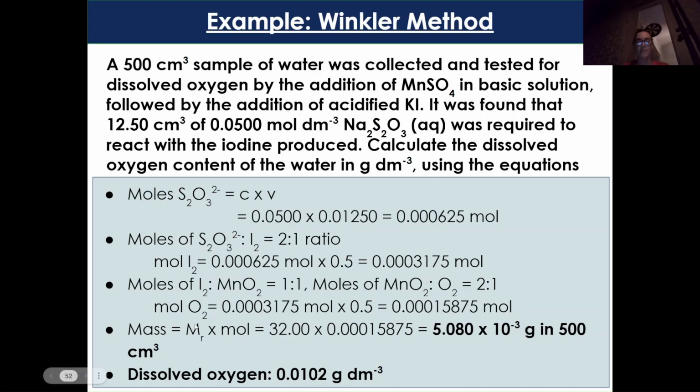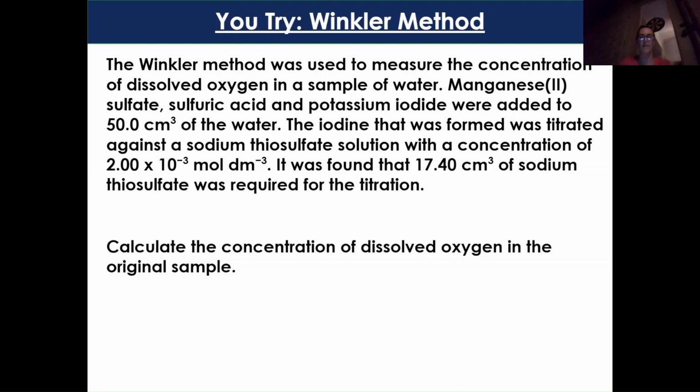Then to find mass, you just multiply by the molar mass of diatomic oxygen, which is 32, to get grams of oxygen that was in your 500 cubic centimeter sample, because that's how much water you collected. Dividing those two numbers, turning it to decimeter cubed, you get 0.0102 grams per cubic decimeter of oxygen in your water. So you can try it yourself using the same exact steps and try to figure out the concentration of dissolved oxygen in the original sample.